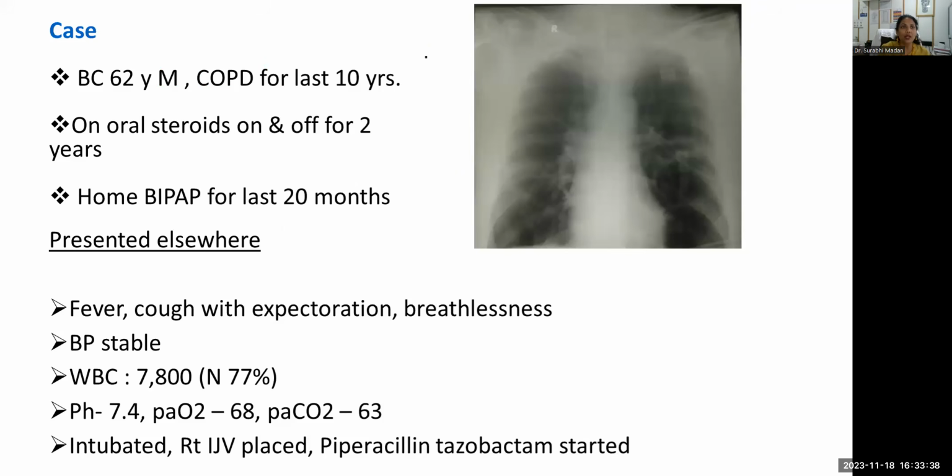Now, this is a case of a 62-year-old male patient who is a known case of COPD for the last 10 years, and he has been on oral steroids on and off for the last 2 years. Home BiPAP for the last 20 months. So he presented elsewhere with fever, cough, expectoration, and breathlessness. However, he was hemodynamically stable. His counts were normal. And he was intubated because he had hypoxemia, and a right IJV central line was placed. Piperacillin tazobactam was started empirically, basically to cover any secondary infection which could be the reason for the acute exacerbation and him needing a ventilator.